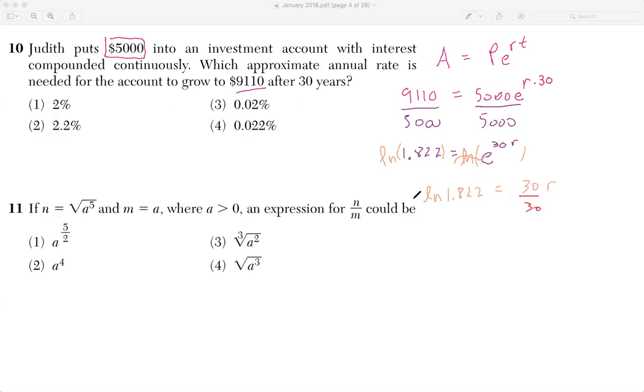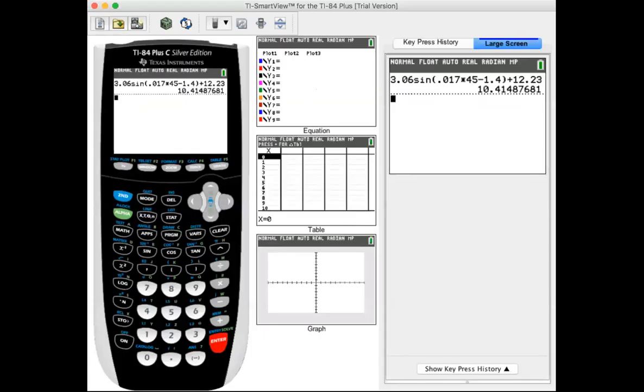I solve for R by dividing by 30, and I get that my rate is ln 1.822 over 30. So ln, let me clear everything, ln 1.822 divided by 30 is 0.019999. We want to get that as a percentage, so we multiply it by 100, and we get 1.999.